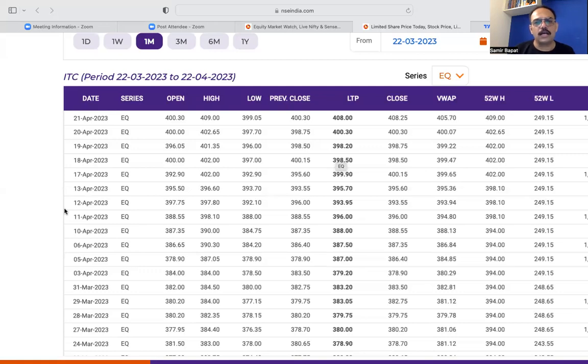So this was the data: open, high, low, and close. VWAP is value weighted average price. This is not used, and we will not be going through it now. But we will be using open, high, low, and close data in the charting.